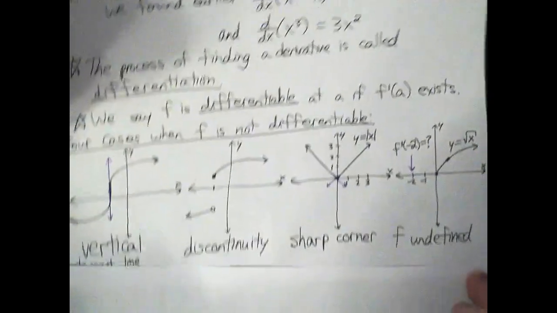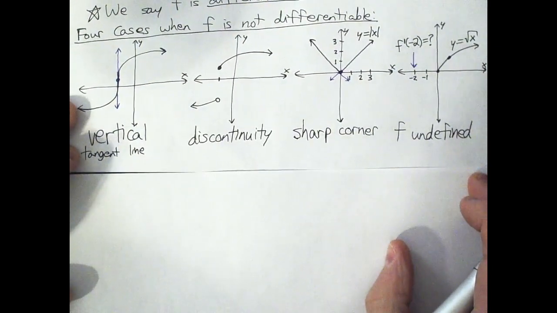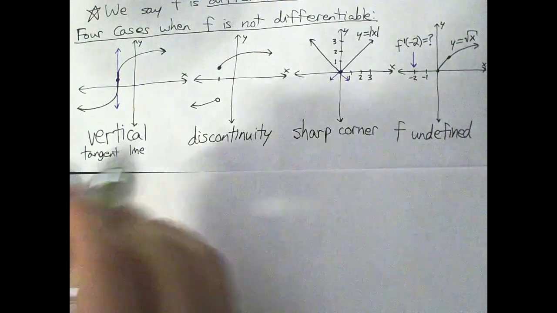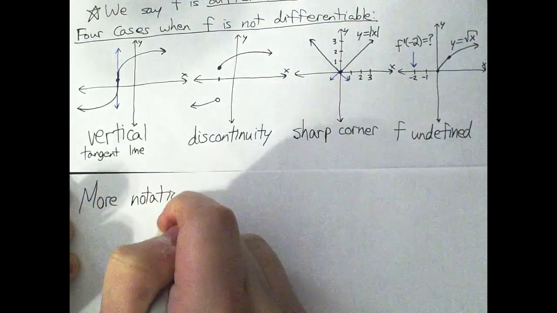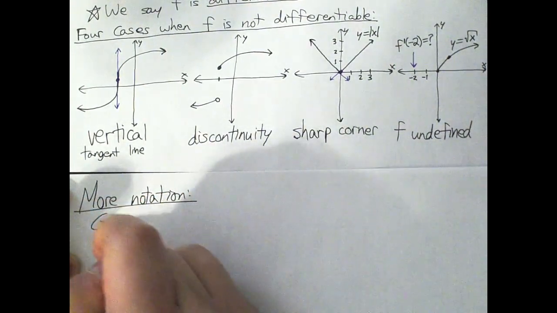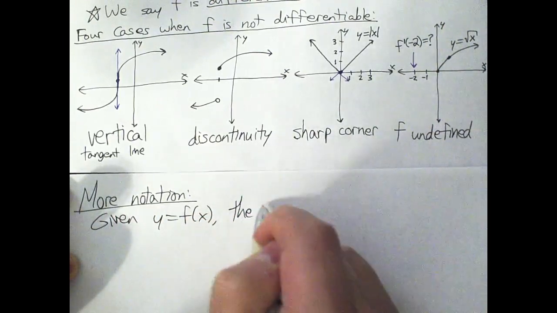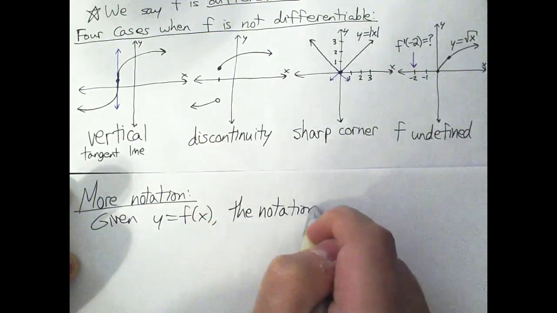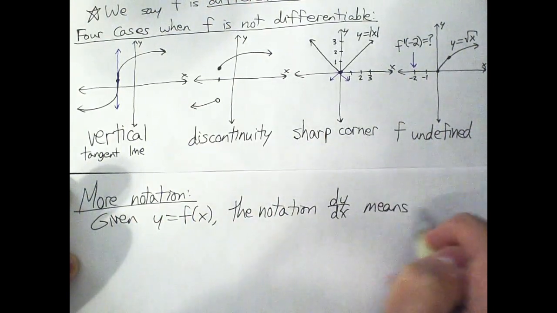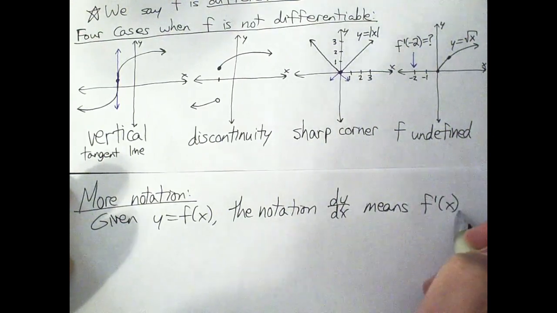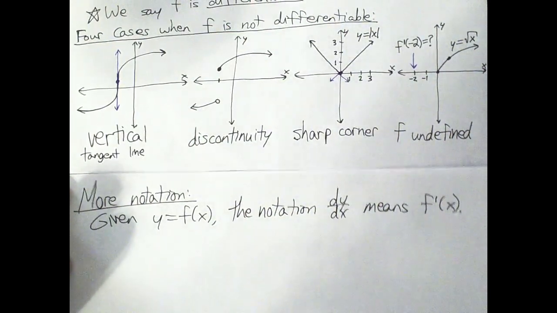Okay, let's move on a little bit. So we've seen some notation, some terminology, cases where something is not differentiable. I've got a little bit of extra notation for us. So if we're given y equals f of x, the notation dy dx means f prime of x. Now that sentence right there is not really anything new. We said that on the previous page.